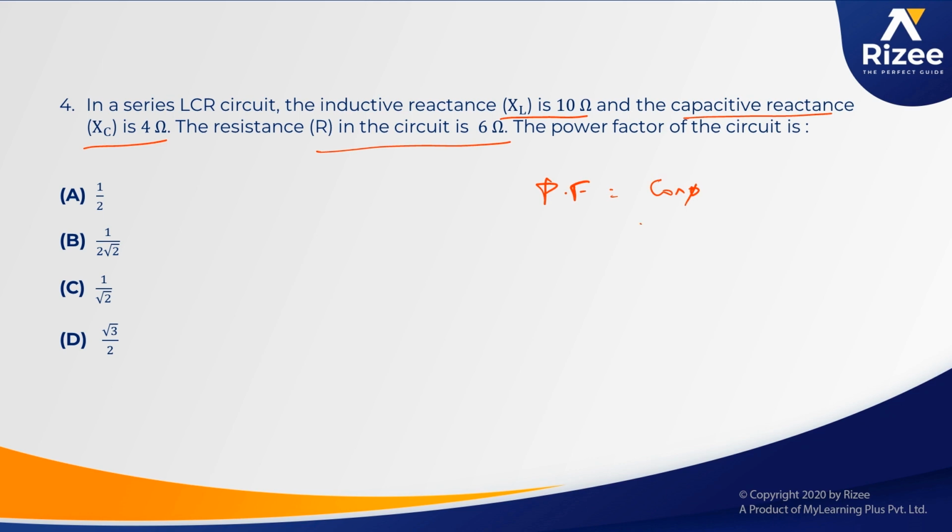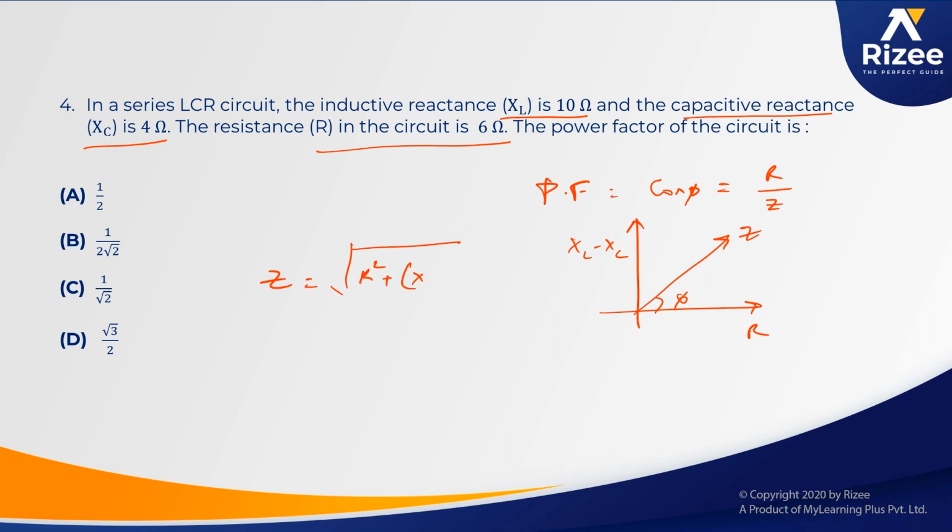From the phasor diagram, this is your R and this is the resultant Z, which makes an angle phi, and this side is XL minus XC. So from the graph, cos phi can be written as R by Z. To find the power factor, first we need to find the impedance Z. Impedance for an LCR circuit is the square root of R square plus (XL minus XC) whole square.